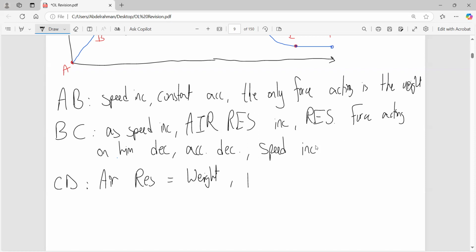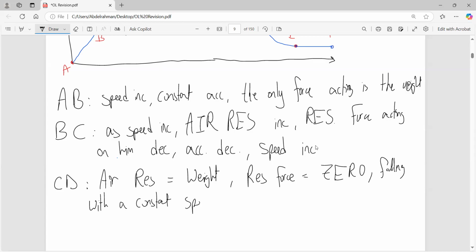The resultant force equals zero. Meaning, he's at rest? No, he cannot be at rest. Meaning that he's falling with a constant speed. You have to say that he's falling with zero acceleration. We can call this constant speed.